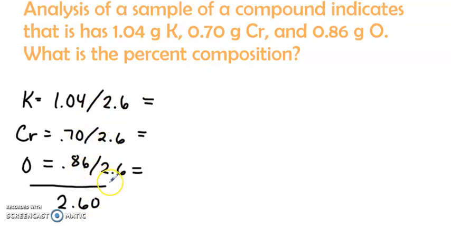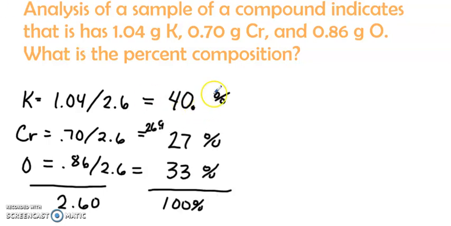Don't forget to multiply by 100 or else move that decimal over twice to get your percents. Go ahead and take a moment and pause, and we will figure out the answers to this. Okay, we can only have 2 sig figs in this one, so we rounded each one. This right here could have gone on as many sig figs as you need, but we rounded the rest of them. So we got 27% for chromium, 33% for oxygen, and then you add them all up and you get a perfect 100%. That's great.